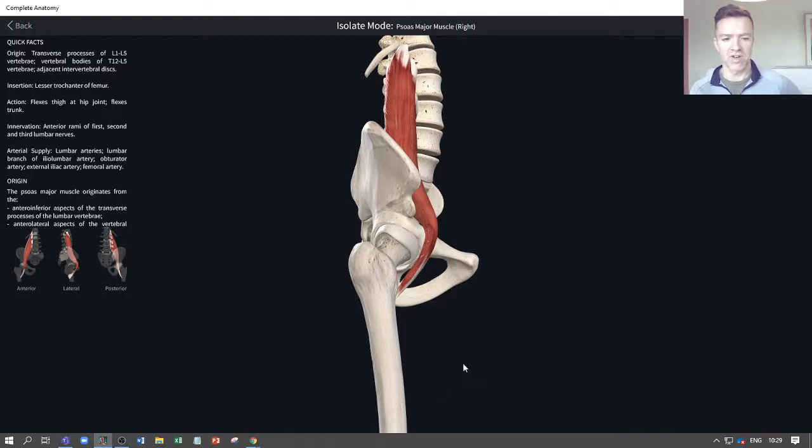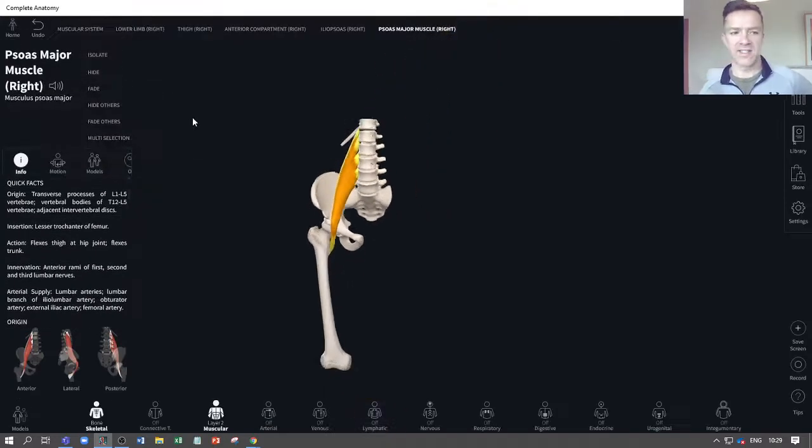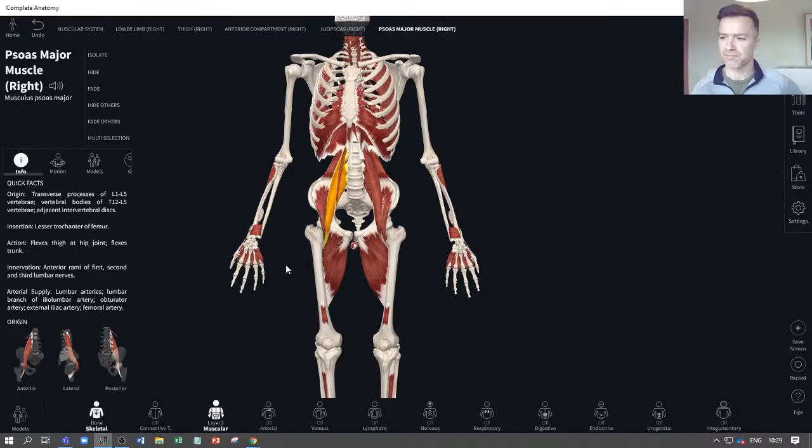Remember, as a muscle contracts, it exerts a force by pulling on the bone, and it'll bring that femur up in front, or bring your knee up in front of your hip, flexing the hip joints. Okay, that is our psoas major muscle.